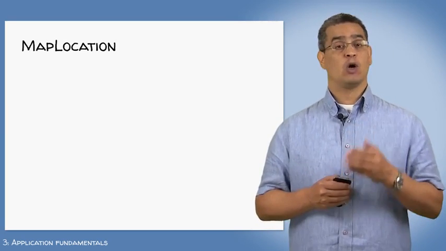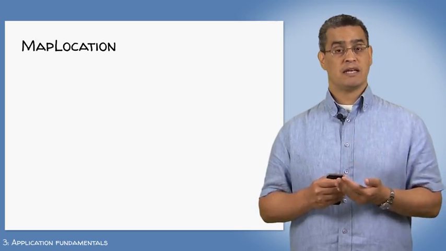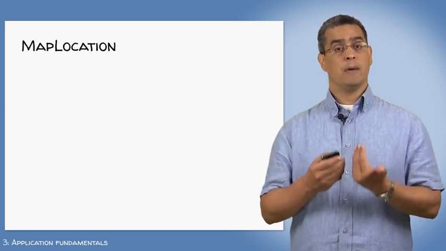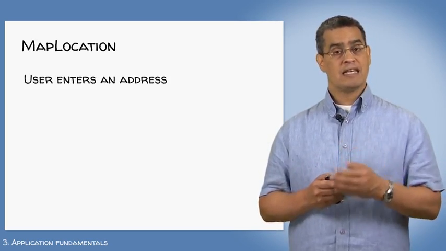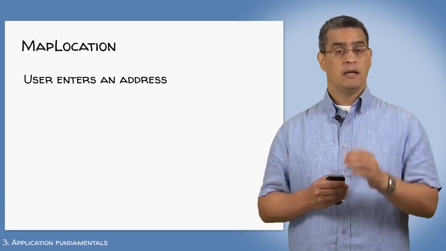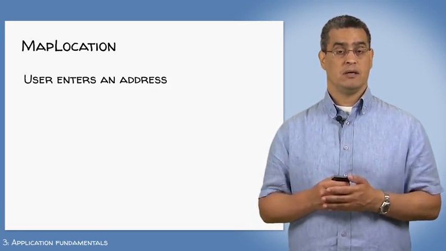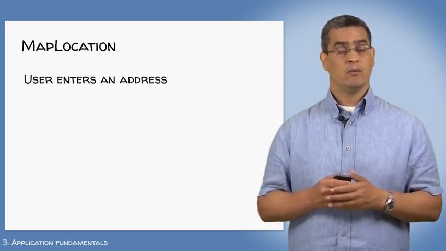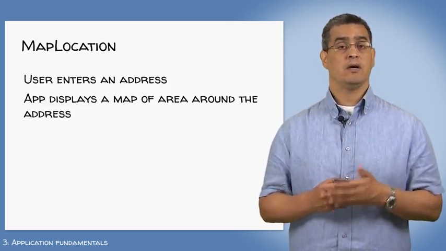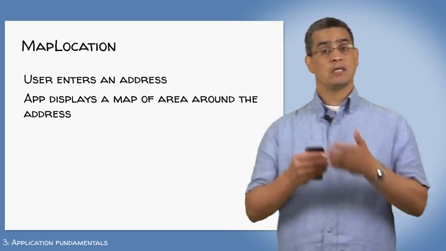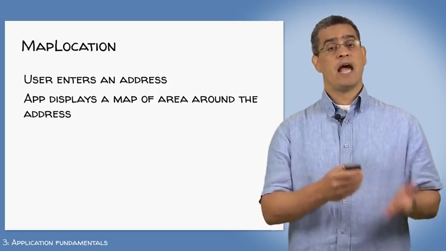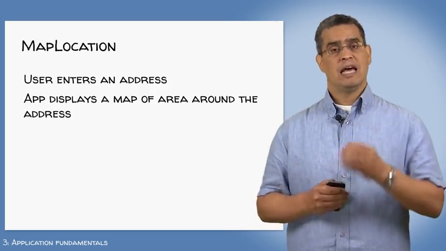This application is called Map Location, and one of its activities allows the user to enter a postal address. That activity also provides a button that the user can press once he or she has entered that address. And pressing that button will then start up a second activity, Google Maps, that presents a map centered on the address that the user just entered. Let's take a look.